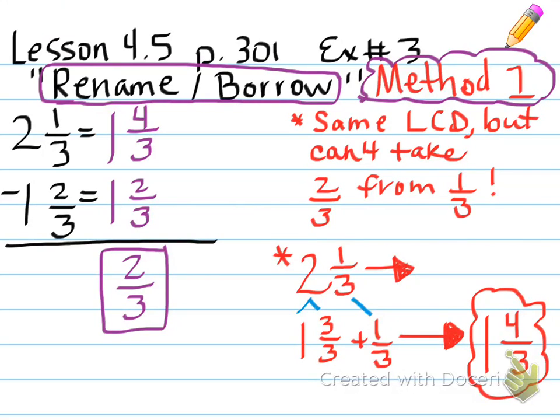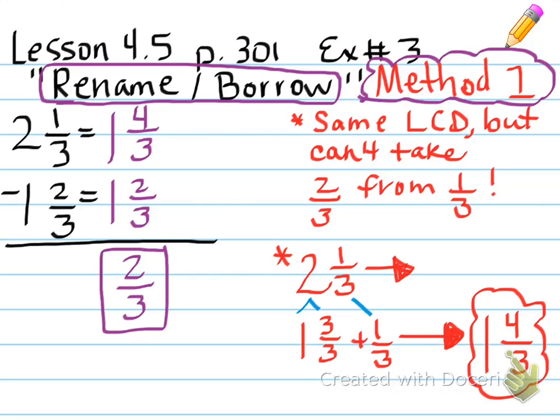Lesson 4.5. Now we're on page 301. This is example number 3. Now if you look in your book, you see there's 2 methods. So on this first page I'm going to walk through method 1. Okay. Again, the problem is written in black and all of my work is shown in purple. And this method number 1 is called the rename or borrow from elementary school terms.